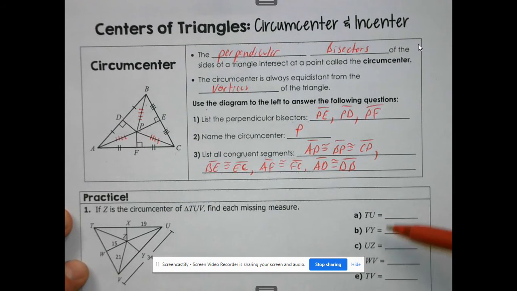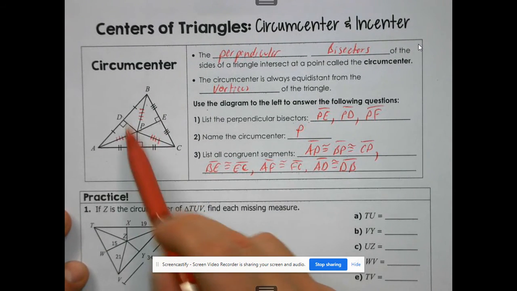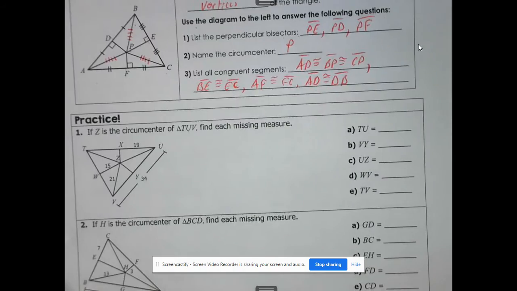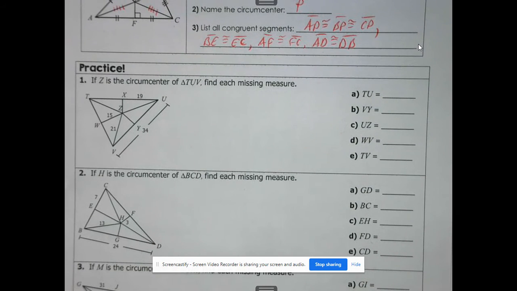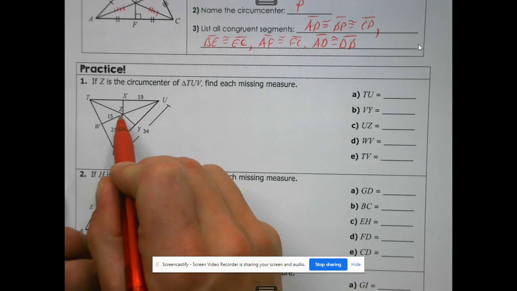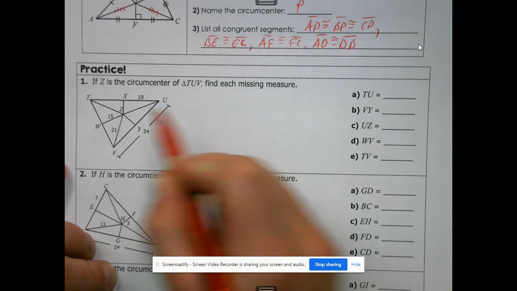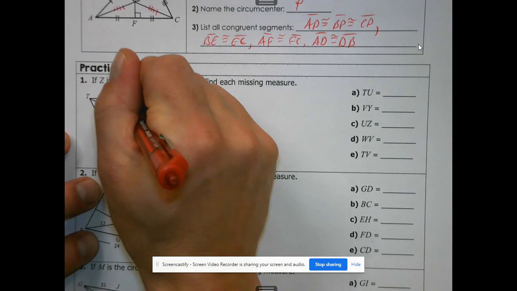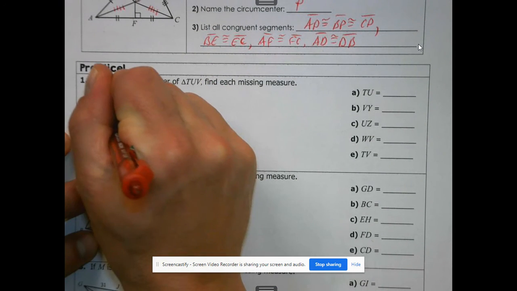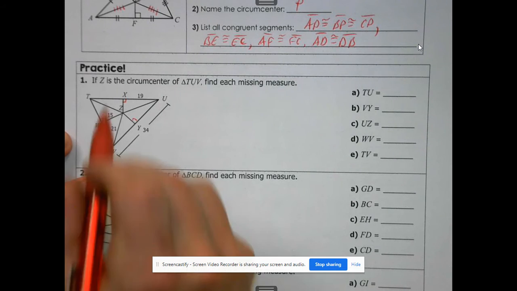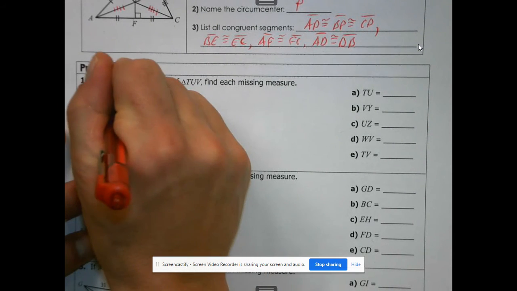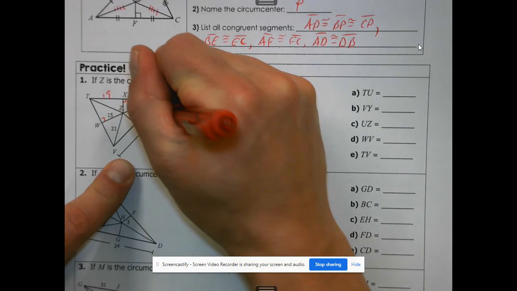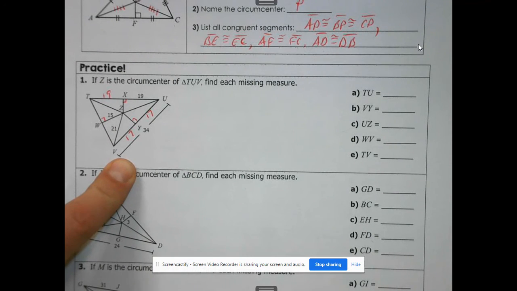So for the practice, we get to find some missing pieces using these properties right here. So a lot of Pythagorean theorem. All right, number 1. It says if Z is the circumcenter of triangle TUV, find each missing measure. So first, before I even look at these, I'm going to try to fill in some pieces on my own. These are all 90s, so I throw in my 90s. And the sides are all cut in half. So if that side's 19, that's 19. If this whole thing is 34, cut that in half. Each of those has to be 17.